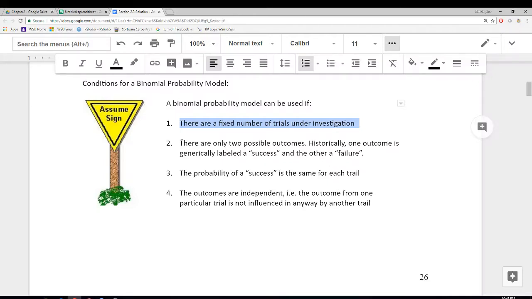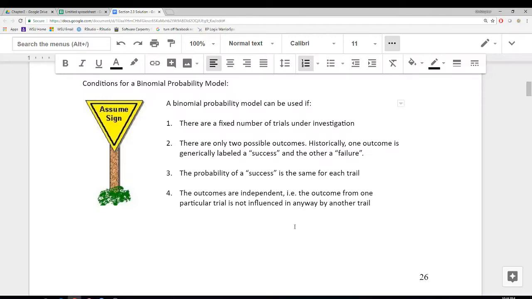Second, there can only be two possible outcomes. All the examples that we've considered thus far have met that condition. Now, one of those outcomes is usually just generically labeled as a success, and the other is generically labeled as a failure. How about the third condition? The third condition is that the probability of a success must be the same for each trial. And lastly, the outcomes must be independent of one another. What do we mean by independent? What we mean is that one outcome from a particular trial is not influenced in any way by the outcome of another trial.